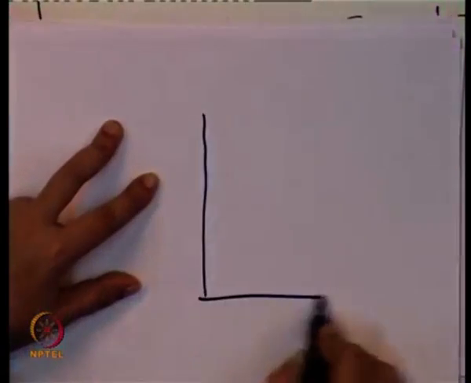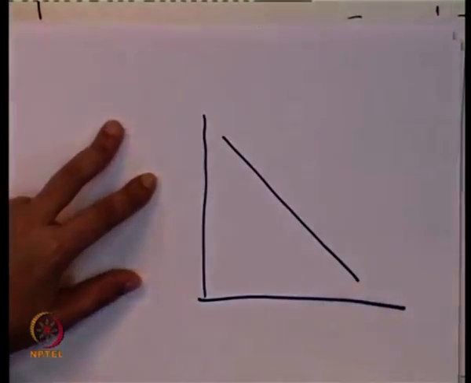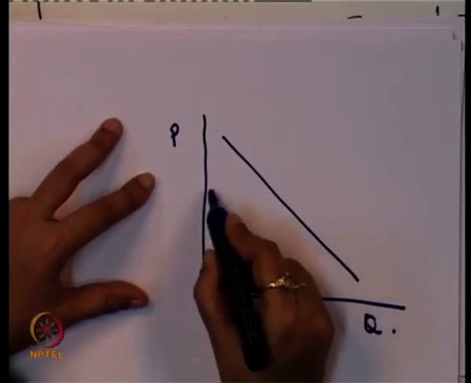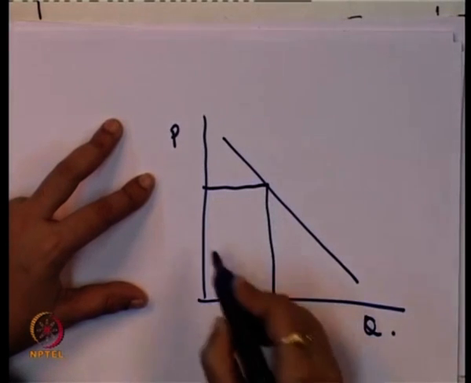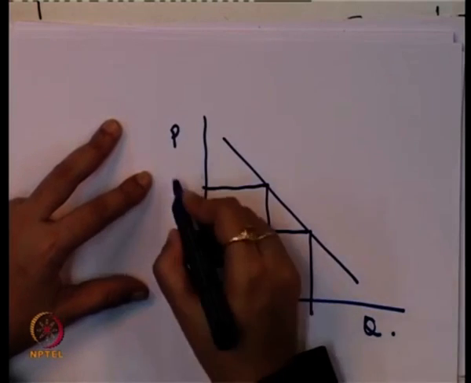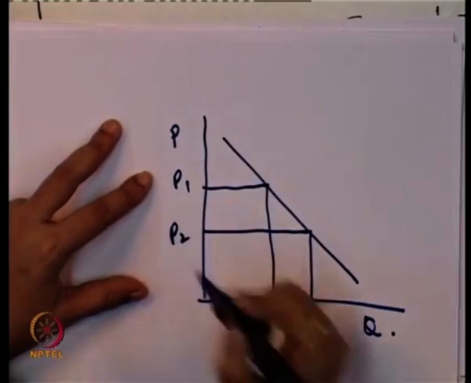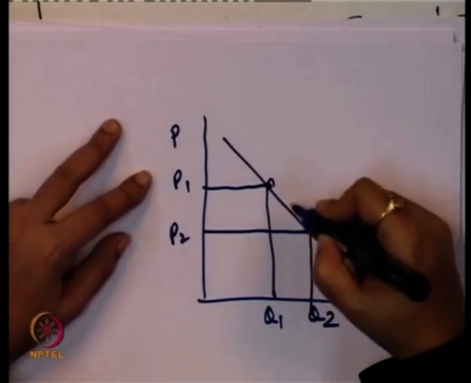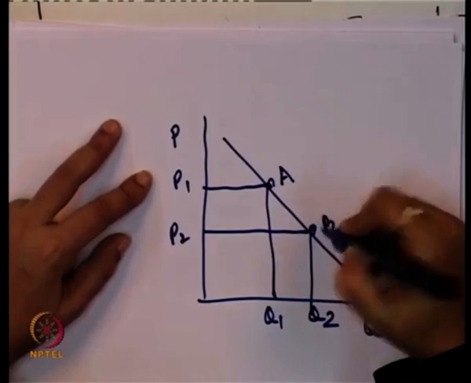So, if you look at how we are going to measure the price elasticity of demand in a typical demand curve, if you are taking a linear demand curve, here we take price, here we take the quantity demanded. Each point of the demand curve gives us a different price and quantity combination. So, this is P1, this is P2, this is Q1, this is Q2. Suppose it is a point A, this is point B.